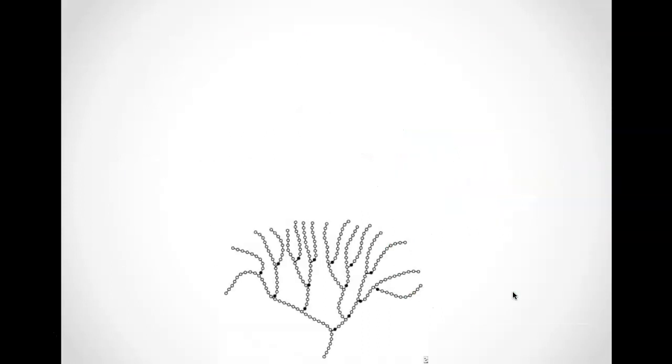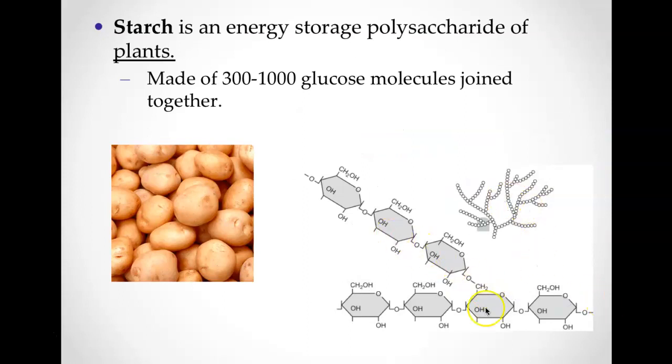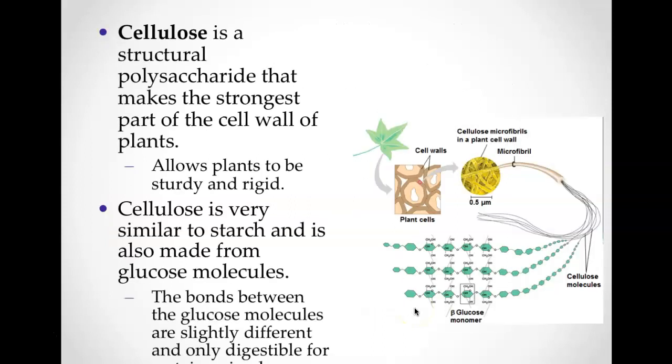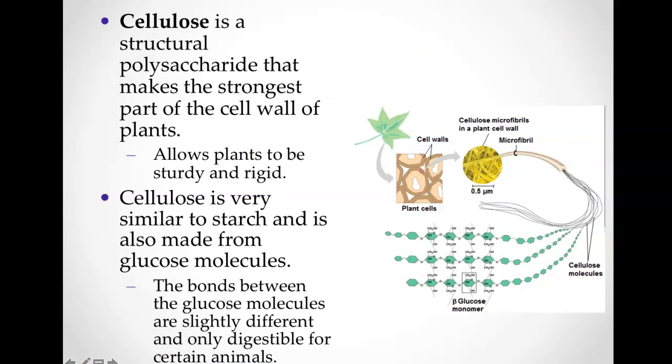So all three of these, y'all, starch, glycogen, and cellulose, the one thing they all have in common is that they're polysaccharides that are made up of glucose molecules. They are all made up of glucose molecules. So what's the difference is how those glucose molecules are arranged. So in starch, the glucose molecules are branching. In glycogen, the glucose molecules are bonded together and there's more branching. Cellulose, the glucose molecules are all bonded together, but they're arranged in sheets. And so that's what makes the difference.